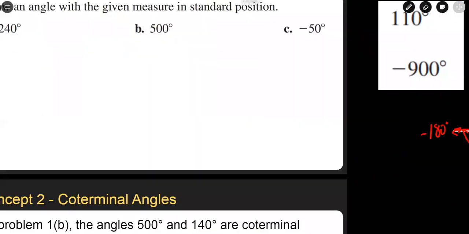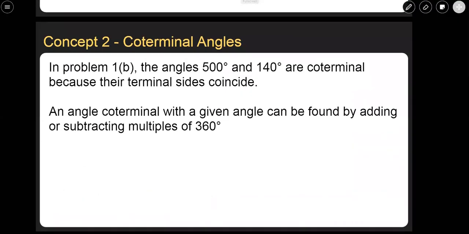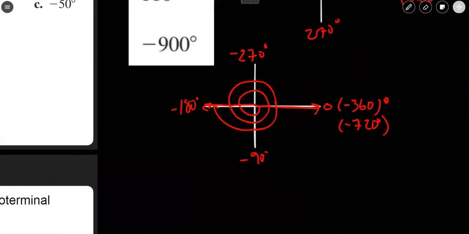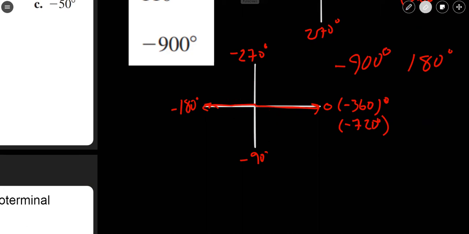All right, so that's sketching angles in standard position. The next thing we talked about were terminal angles, and we reviewed that up here by saying that negative 900 degrees is equivalent to positive 180 degrees. We get the same angle. They're not the same angle size as far as number of rotations around, but they end up drawing the same angle on the XY plane. We'd have just a straight angle. 180 degrees is this.